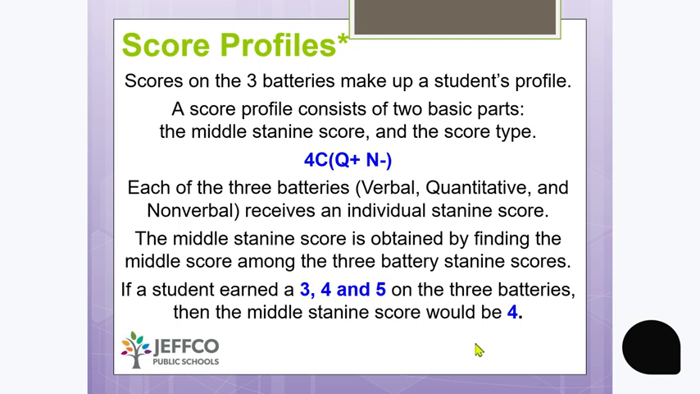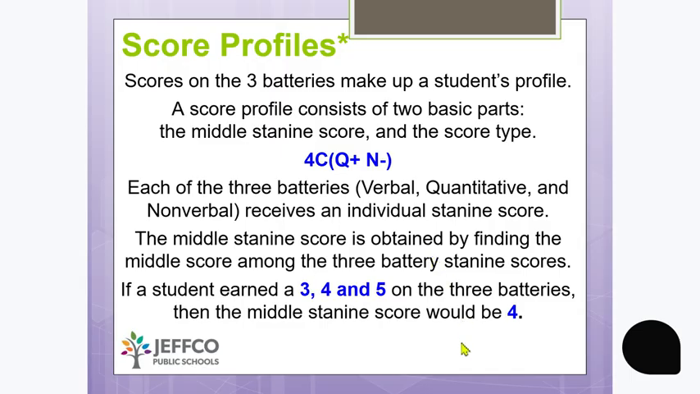So how do they get that stanine score for the profile? The scores on the 3 batteries make up a student's profile. A score profile consists of 2 basic parts, the middle stanine score and the score type. So in our example, the 4 is the stanine score, the score type is the C, and then they have a quantitative plus, a nonverbal weakness.